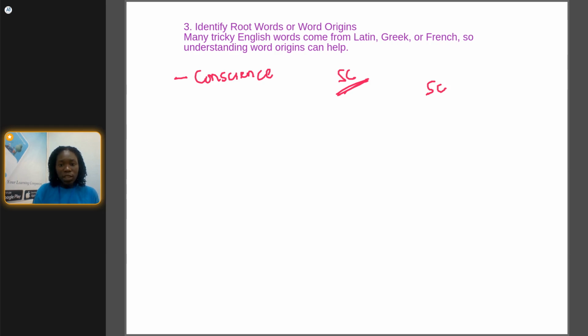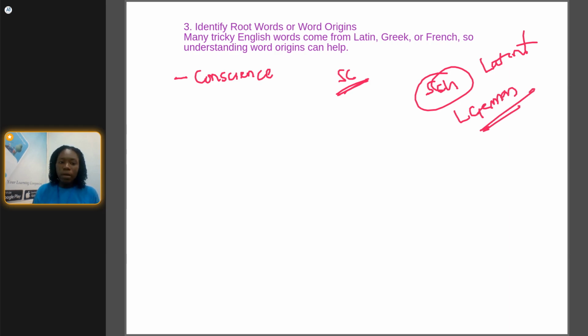Okay. And then when you see words like SCH, all right, SCH, you know that this is not a Latin pattern at all. This is not Latin, this is rather German. So once you see a word and you know the origin, and if the word origin is Latin and you are seeing SCH as part of your option, you know that that option is wrong, because the word comes from the Latin root. So SCH is not part of your option. That's what we mean by identifying root words or word origin.